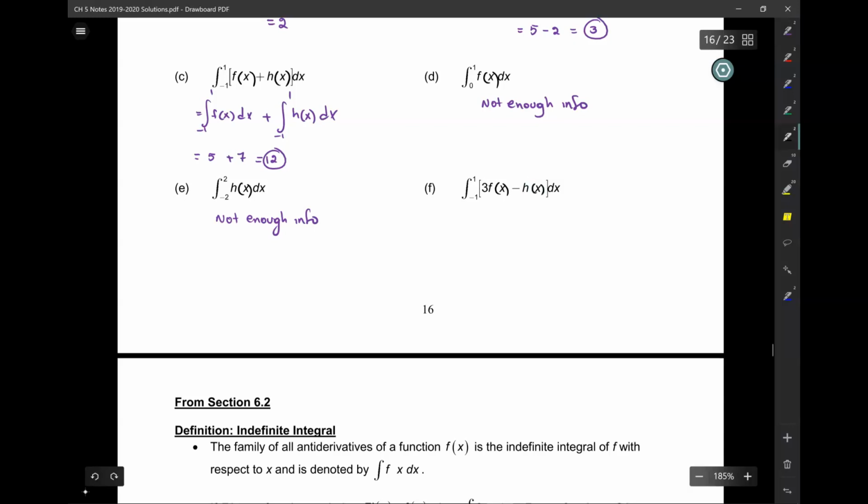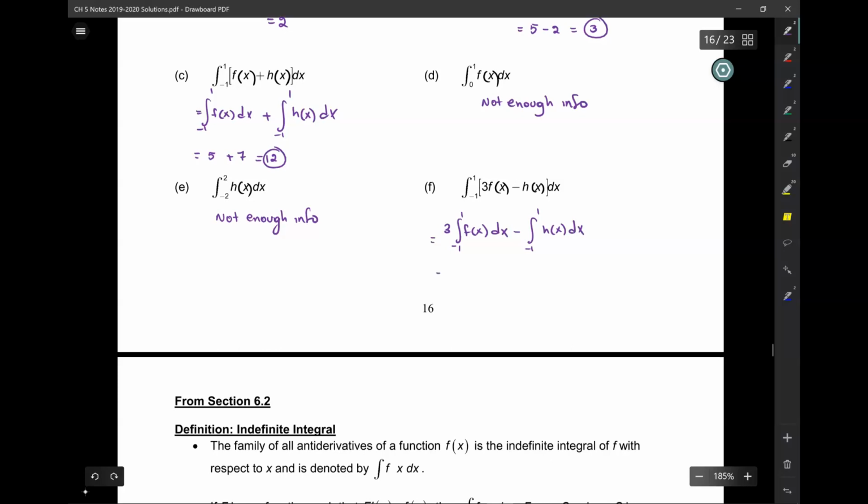So here, the way you can rewrite this is, you have 3 times the area from negative 1 to 1 of f of x dx minus the area from negative 1 to 1 of h of x dx. So this is 3 times 5 minus 7, which is 8. Okay.